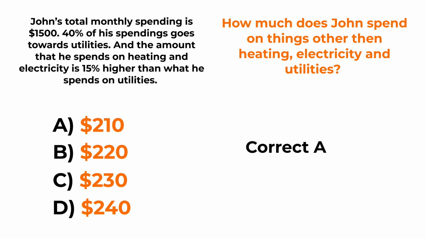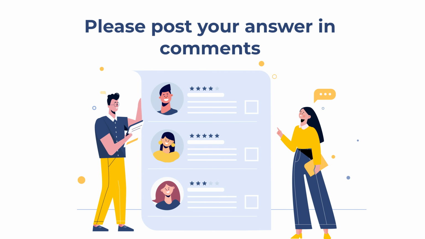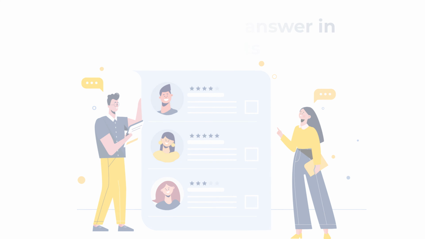The correct answer here is choice A, $210. Do you know how to get to this answer? If you figured it out, please make sure to post your answer in the comment section of this video. Thanks for participating and good luck!